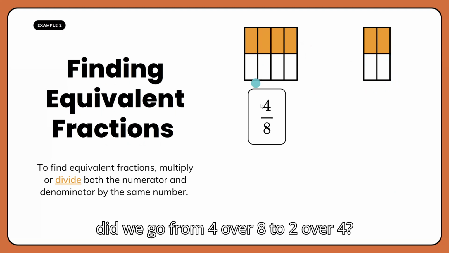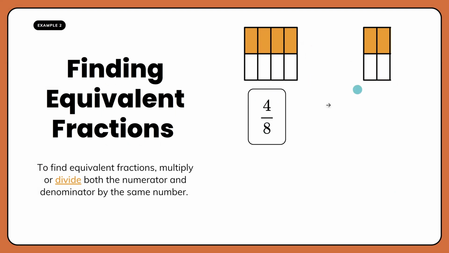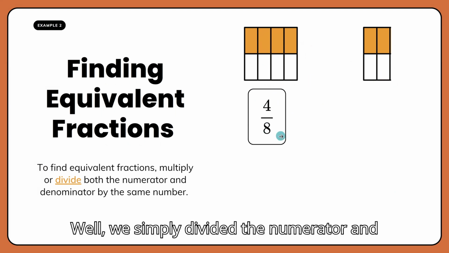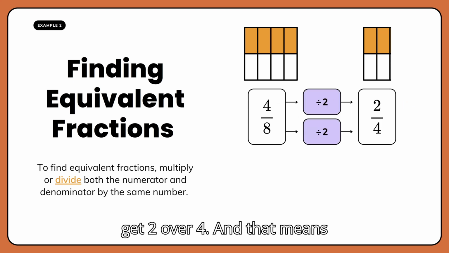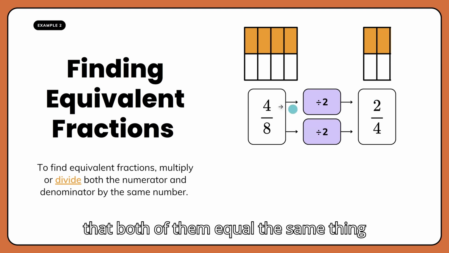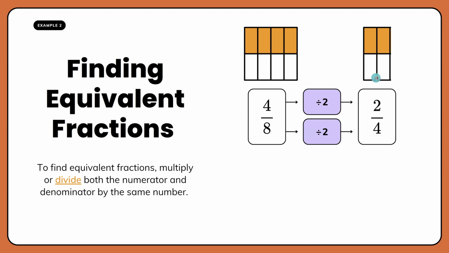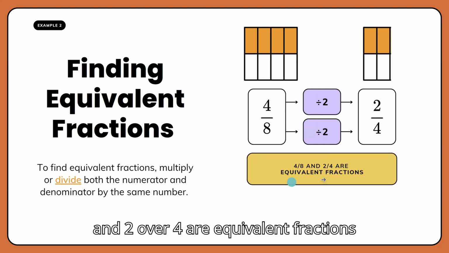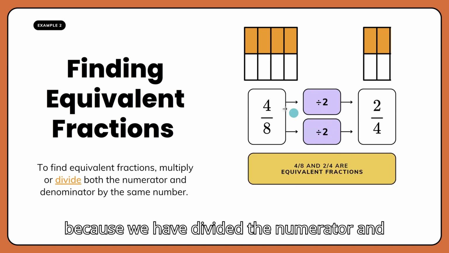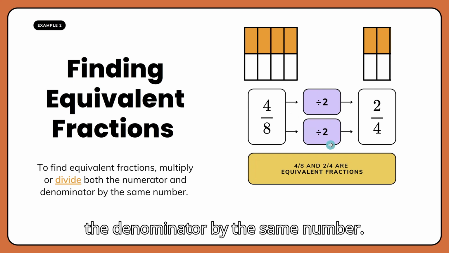Now how did we go from 4 over 8 to 2 over 4? Well, we simply divided the numerator and the denominator by 2 to get 2 over 4. And that means that both of them equal the same thing, because 4 over 8 and 2 over 4 are equivalent fractions, as we have divided the numerator and the denominator by the same number.